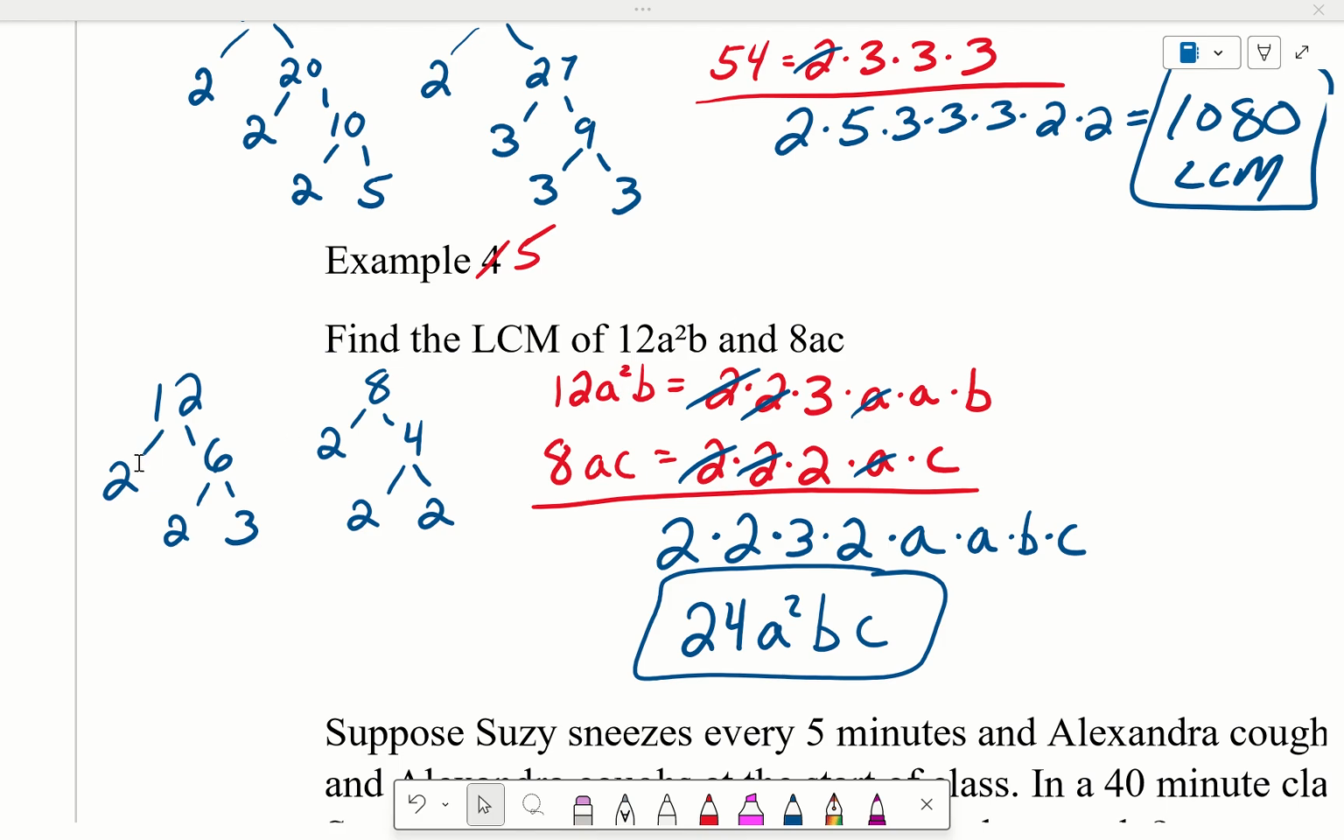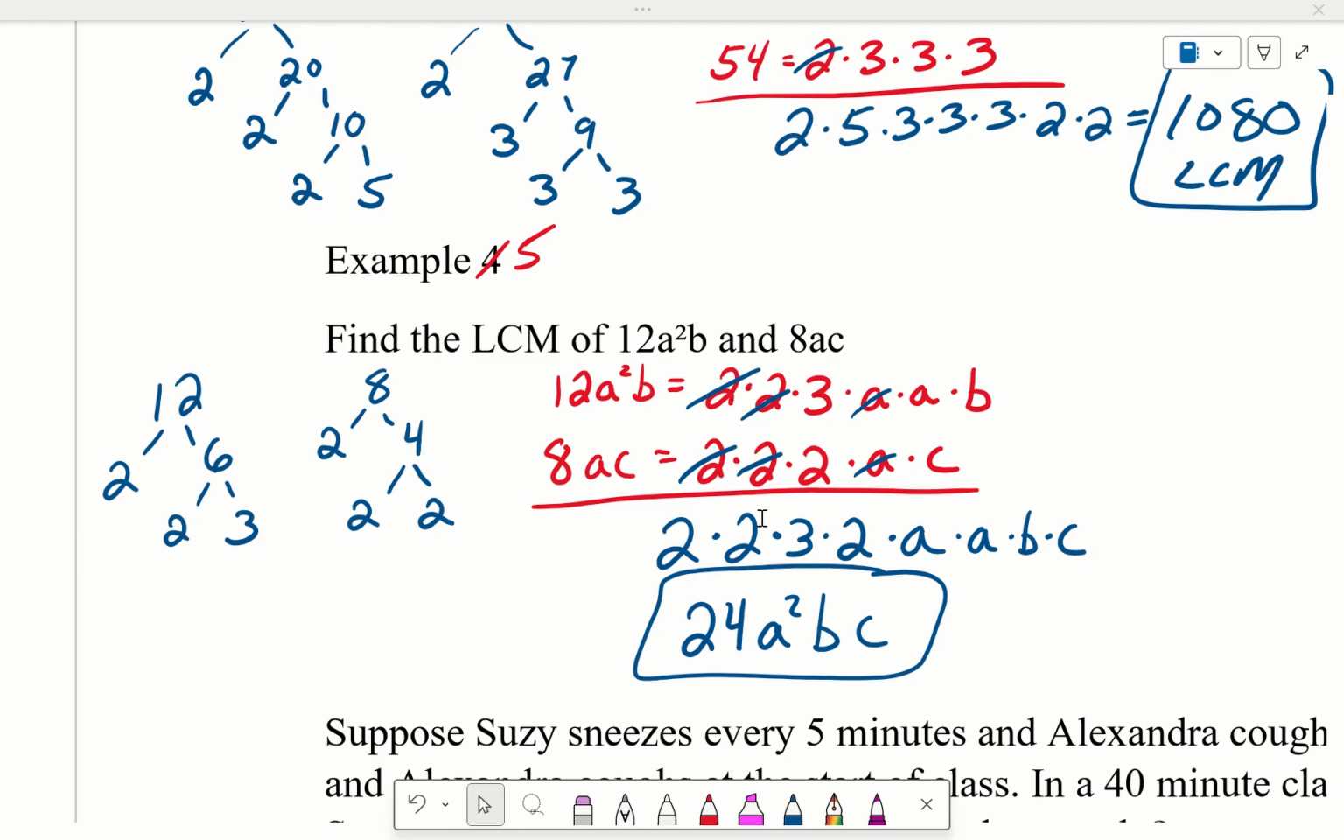So this is 2 times 2 times 3. A squared is a times a. B is just b. 8 is 2 times 2 times 2. AC is just AC. So we look for common factors. We get a common factor of 2 and 2. Write that down. 2 and 2.